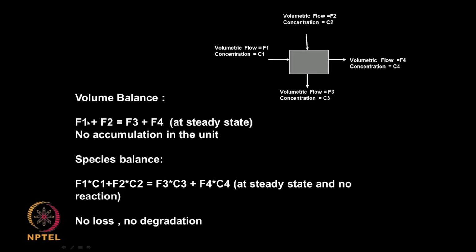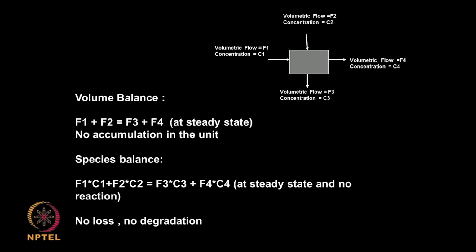So, if you are doing a volume balance, F1 and F2 are the streams entering, F3 and F4 are the streams leaving. Okay. So, F1 plus F2 equal to F3 plus F4. So, there is no accumulation inside the unit at steady state. Now, if we are doing a solute balance, what do we do? F1 into C1 plus F2 into C2 is equal to F3 into C3 plus F4 into C4. There is no accumulation, this is at steady state.